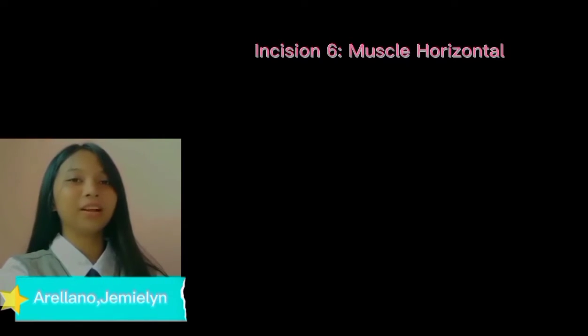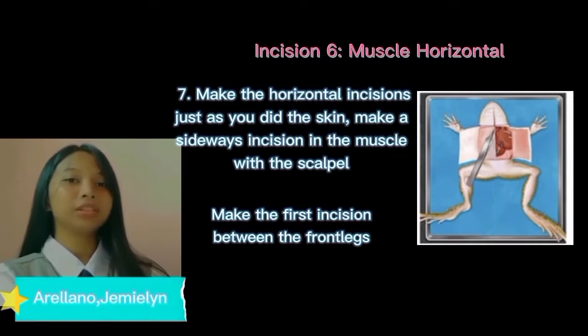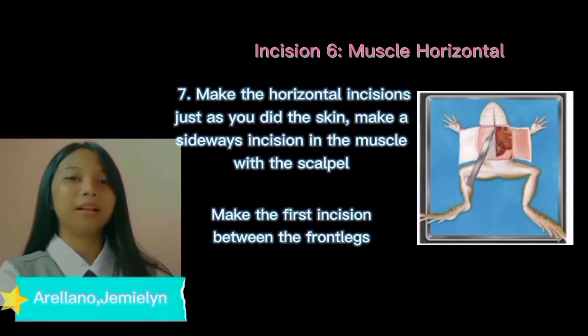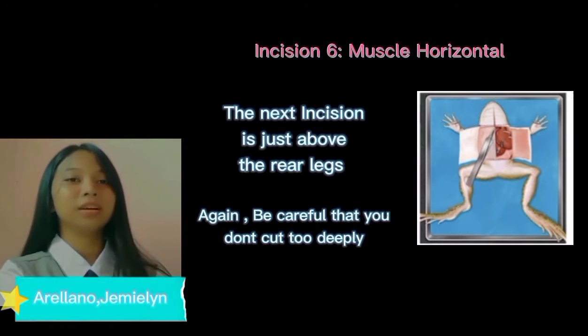Incision 6. Muscle horizontal. Make the horizontal incisions. Just as you did with the skin, make sideways incisions in the muscle with the scalpel. Make the first incision between the front legs. The next incision is just above the rear legs. Again, be careful you don't cut too deeply.